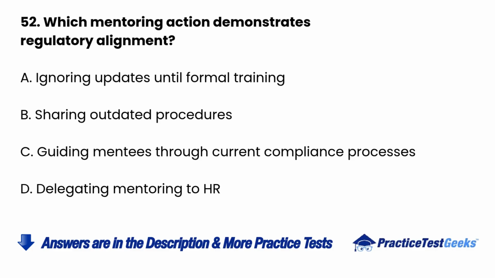52. Which mentoring action demonstrates regulatory alignment? A. Ignoring updates until formal training. B. Sharing outdated procedures. C. Guiding mentees through current compliance processes. D. Delegating mentoring to HR.